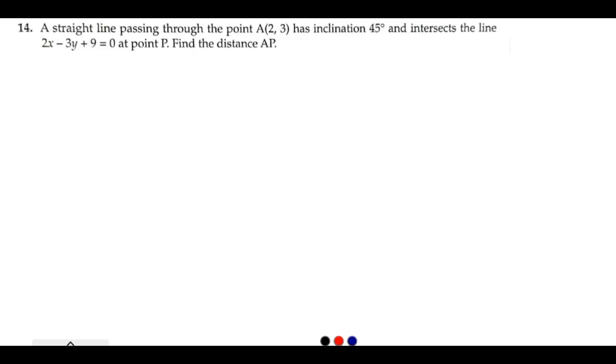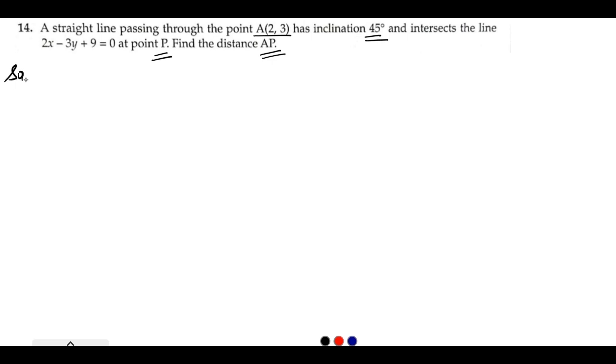Question number 14. A straight line passing through the point A 2, 3 has inclination 45 degree and intersects the line 2x minus 3y plus 9 is equal to 0 at a point P. Find the distance AP. Now symmetrical form word is not given in this question. So you can solve this question either by symmetrical form or by slope point form. I am sharing with you by two methods. First by symmetrical form.